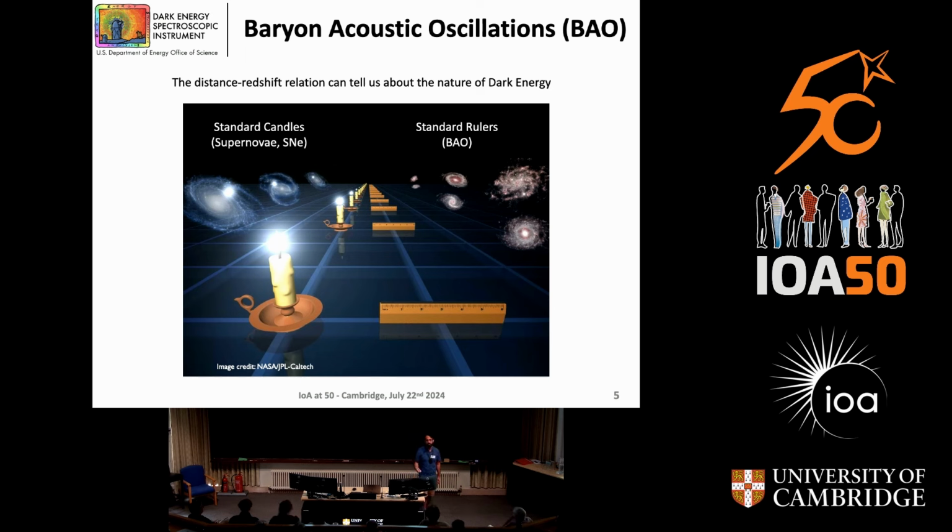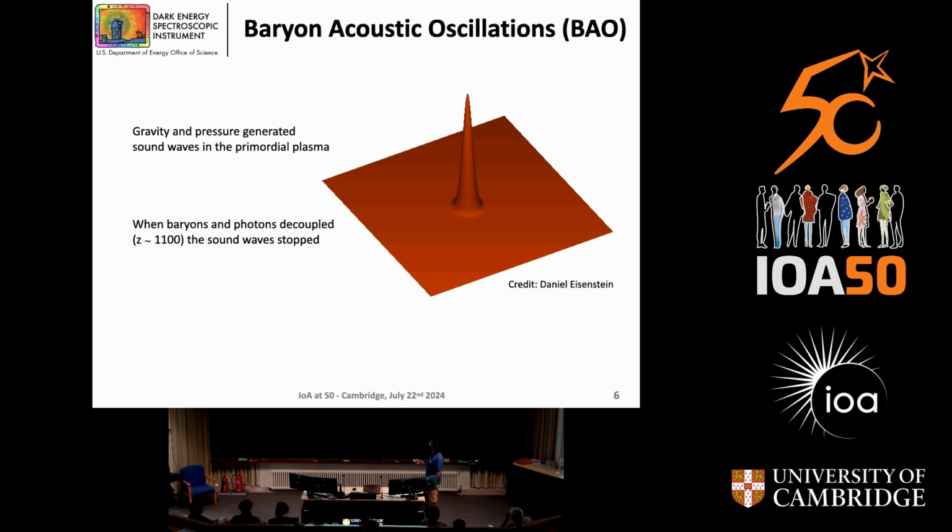That's something that we sometimes call a standard ruler. What that means is that if you know the physical size of an object and you measure the angular size at different redshifts, just with basic trigonometry, you can infer how far those objects are. Unfortunately, the universe does not give us objects of a fixed size. You cannot say all the galaxies have 1 megaparsec and we're going to look at them at very different redshifts. But there's this idea of baryonic acoustic oscillations that we can use instead.